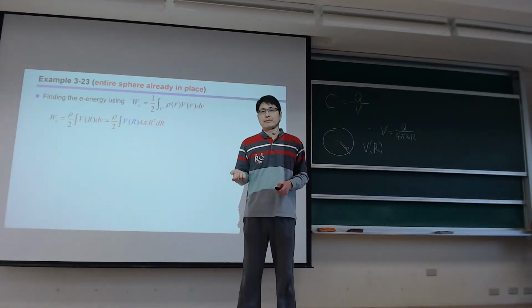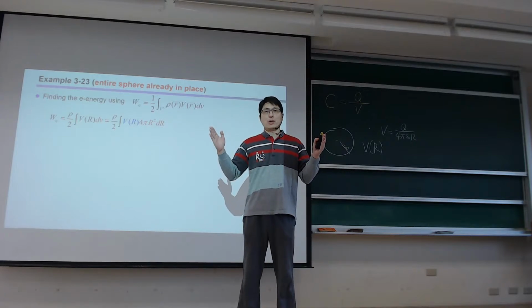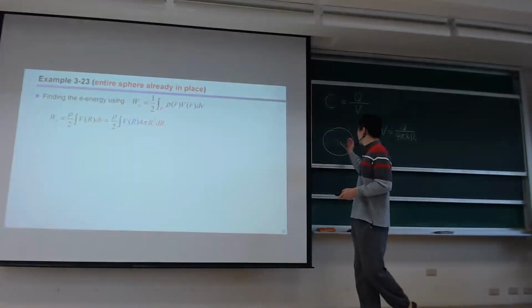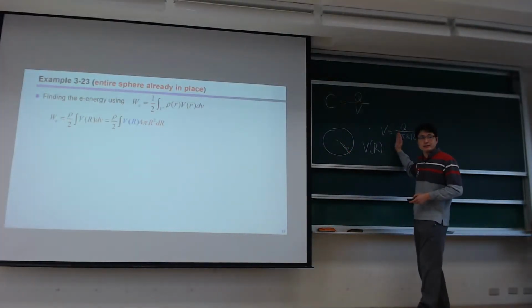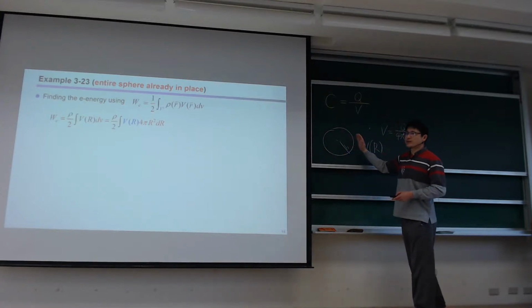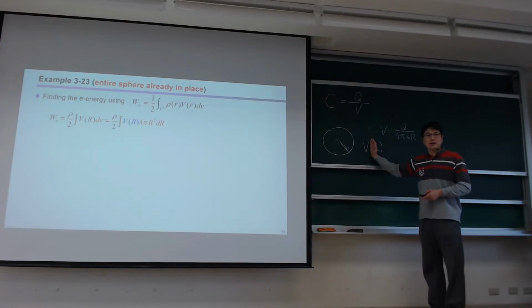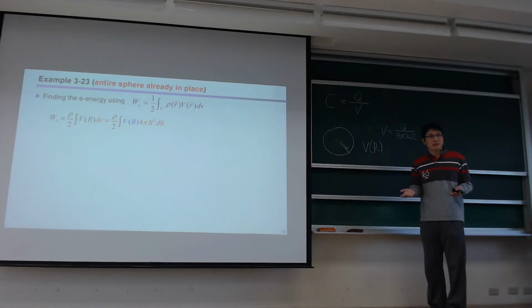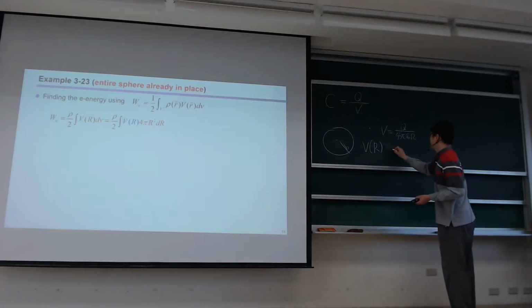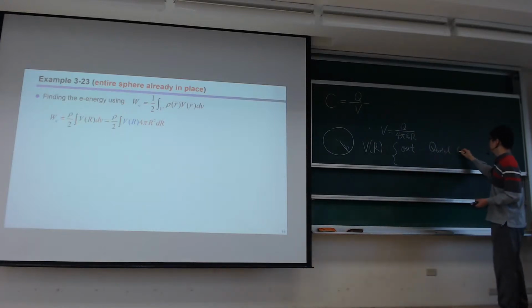So therefore, this V(r) needs to be analyzed carefully. You have to divide it into two particular regions. One is when you are outside. So when you are outside of this charged sphere, no matter where you are, the total amount of charge remains constant. So when you're outside, Q total is a constant.